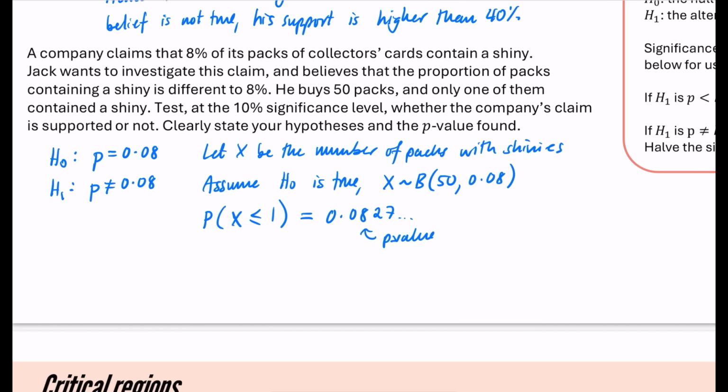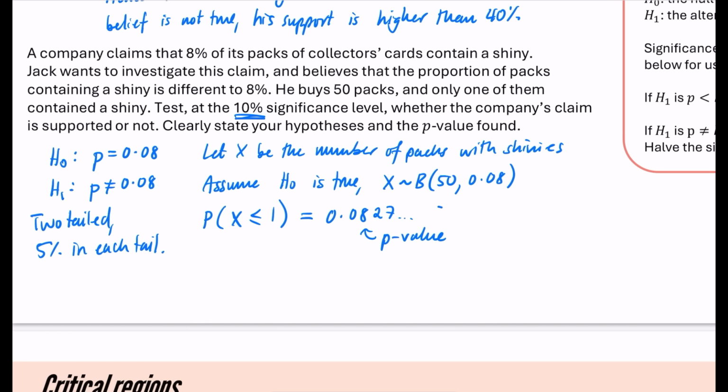However, that is the p-value. This is a 10% significance level. So because it's a two-tailed test, it will be 5% in each tail, each end of the test. It's two-tailed because you'll have less than or greater than. We're only looking at the less than end that we have here.